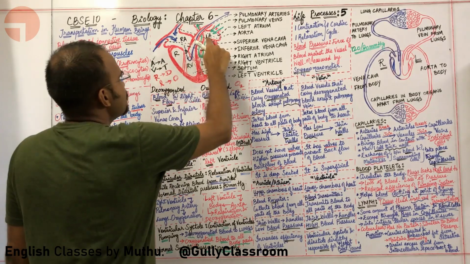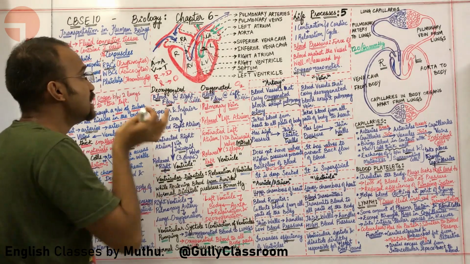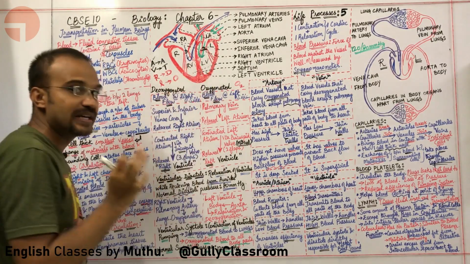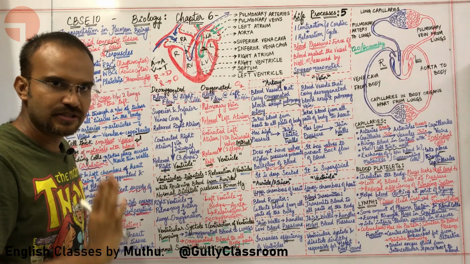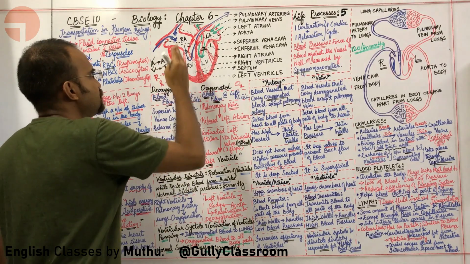The top chambers of the heart are called atrium or auricles. The lower chambers of the heart are called ventricles. Okay, sir. What are the specific names of each chamber?